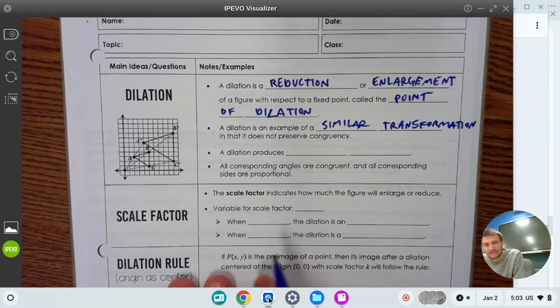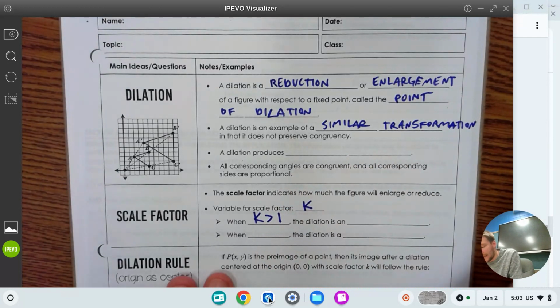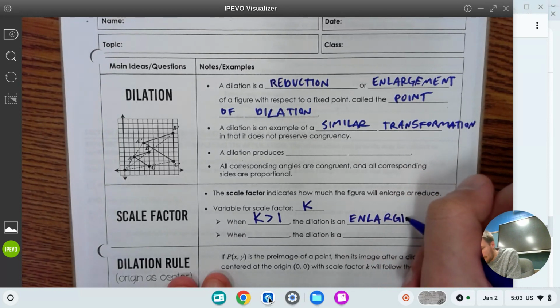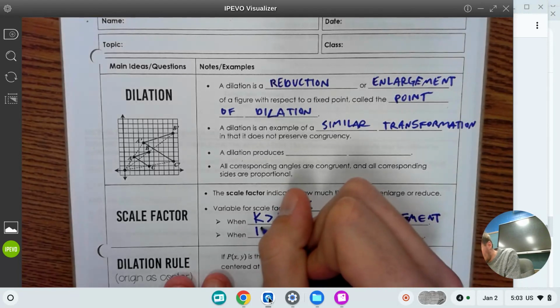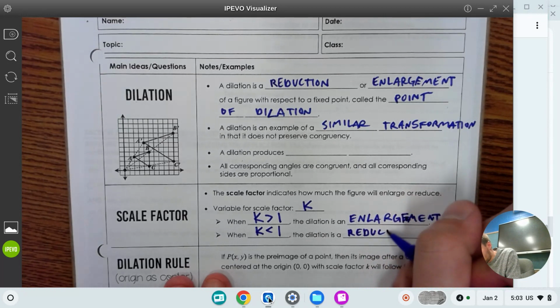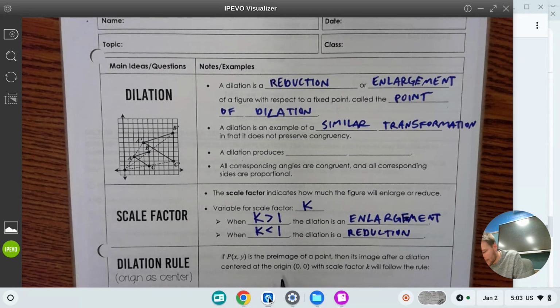Of course, we got the scale factor, which we're using k. And so if k is greater than 1, we're going to be enlarging. Enlargement. Sure. And if k is less than 1, this is going to be a reduction. Obviously, right? If k is 1/2, we're going to be half as big. Now, the good news is the dilation rule is the pre-image of the point, then its image after dilation, and it's in order. Super easy.